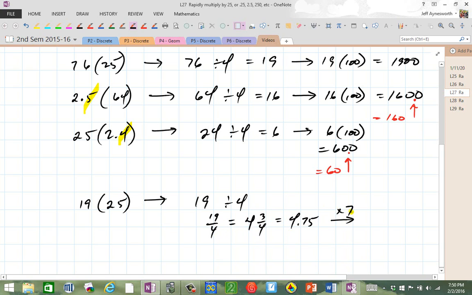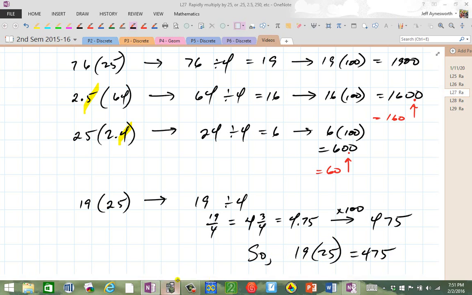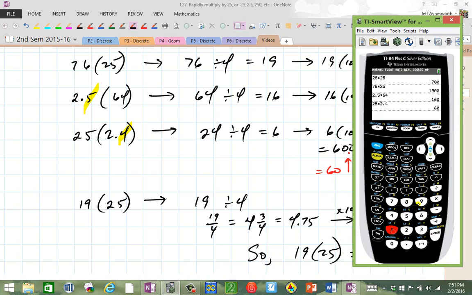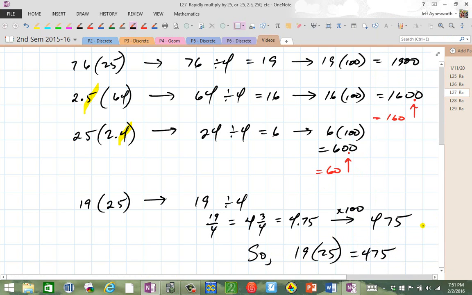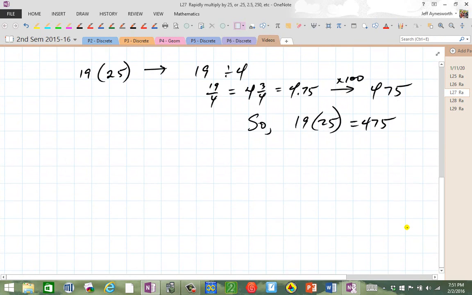And then you times it by, whoops, not by 7, but by 100, all right? And you get 475. So 19 times 25 is 475. Check it. Let's do it. 19 times 25, that's 19 quarters, is 475. That's what I got. So all you have to do is know your basics from previous lessons. Yes, you have to remember what you learned in the past.